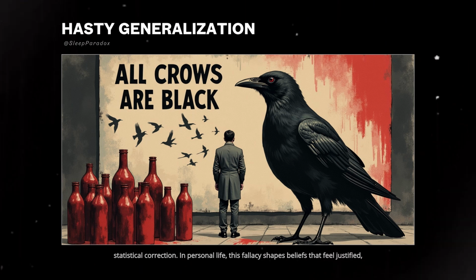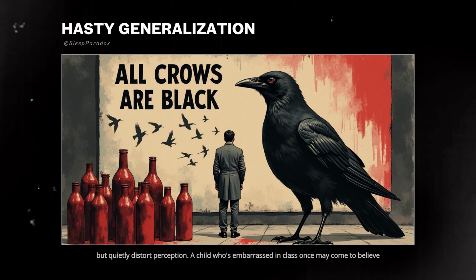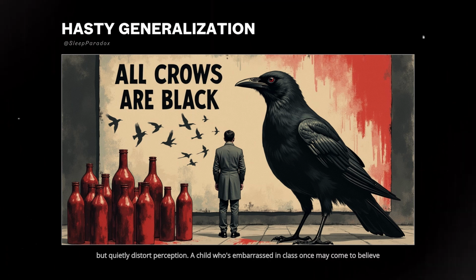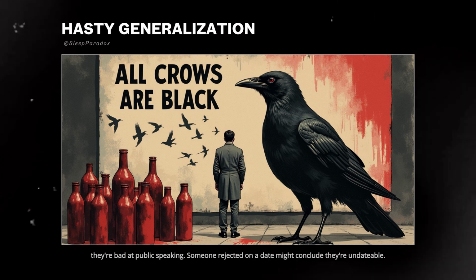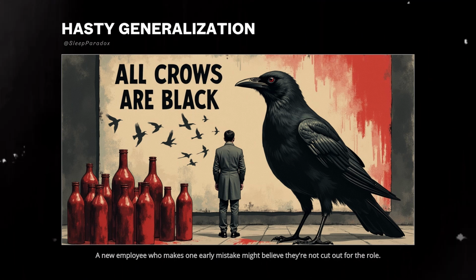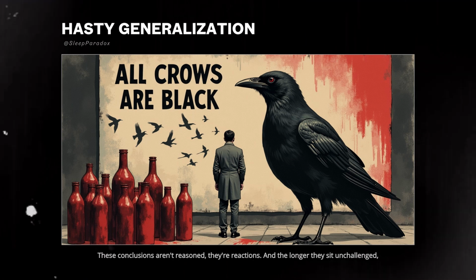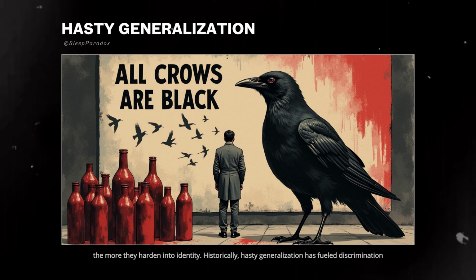In personal life, this fallacy shapes beliefs that feel justified, but quietly distort perception. A child who's embarrassed in class once may come to believe they're bad at public speaking. Someone rejected on a date might conclude they're undateable. A new employee who makes one early mistake might believe they're not cut out for the role. These conclusions aren't reasoned, they're reactions. And the longer they sit unchallenged, the more they harden into identity.